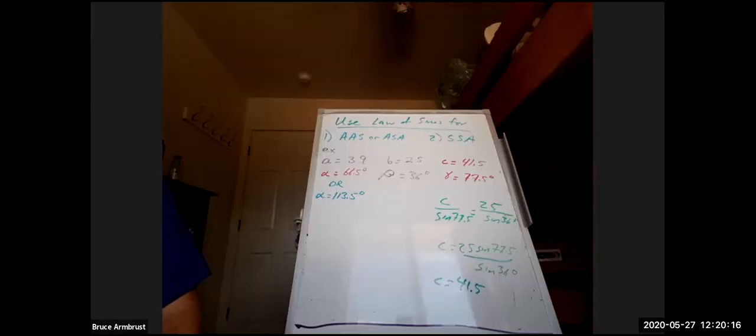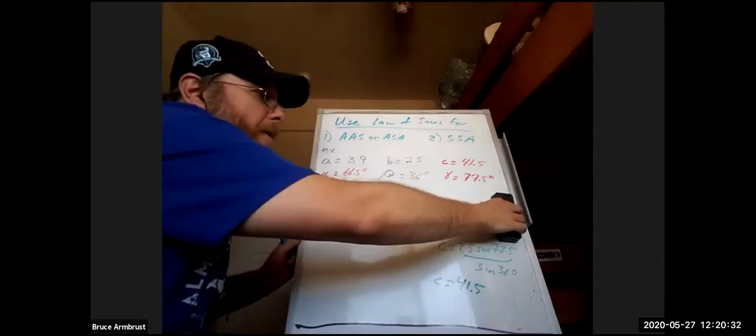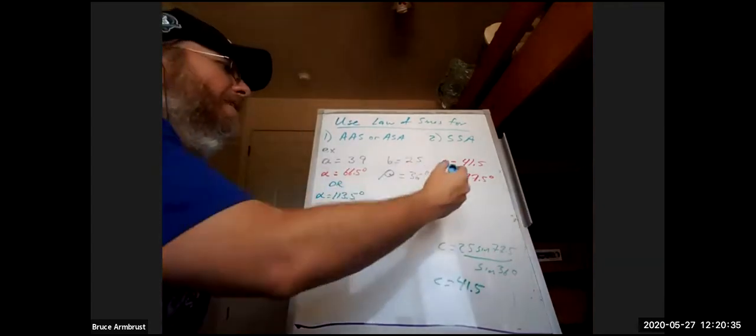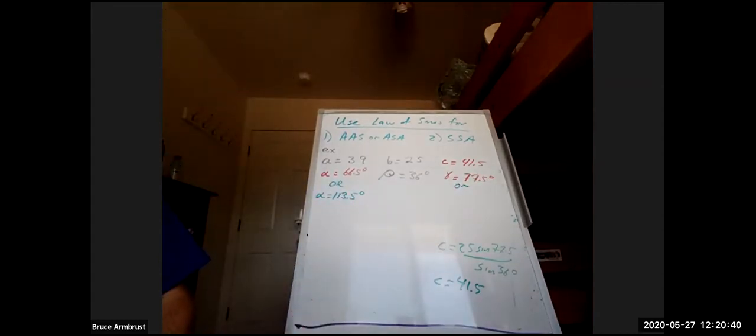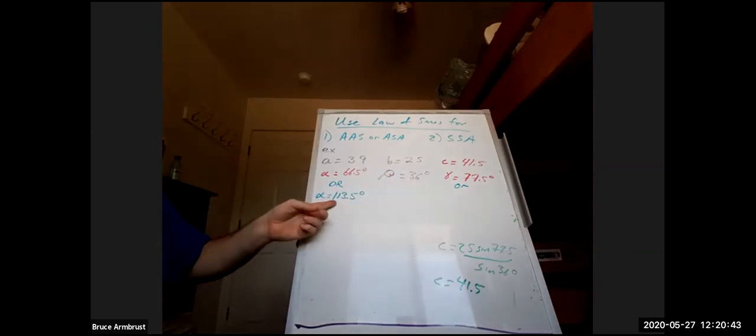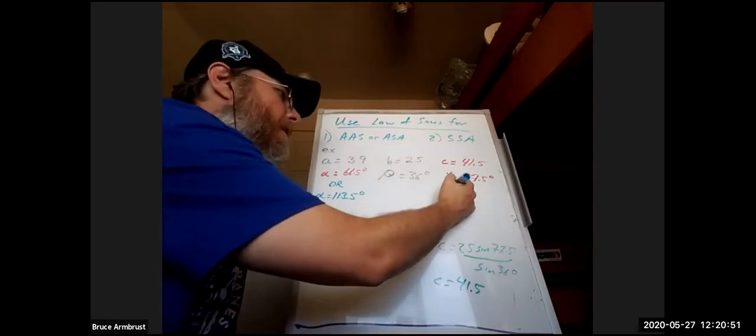How did we get 113.5 again? 180 minus 66.5. I'm using reference angles. So that means there's also an "or" for gamma. Instead of 77.5 degrees, we would take our 180 minus 36 minus 113.5. And I believe that gives me 30.5.